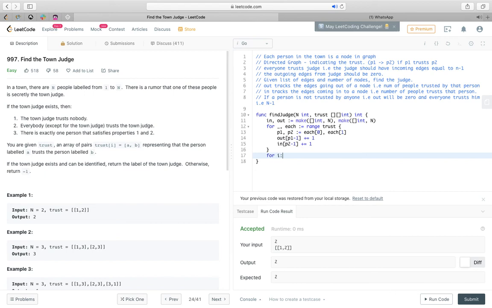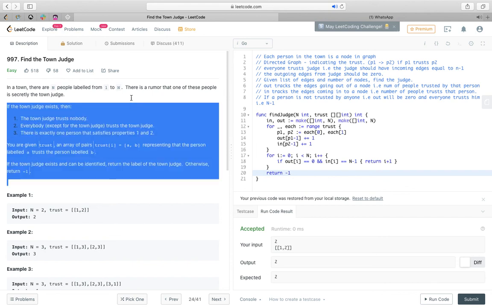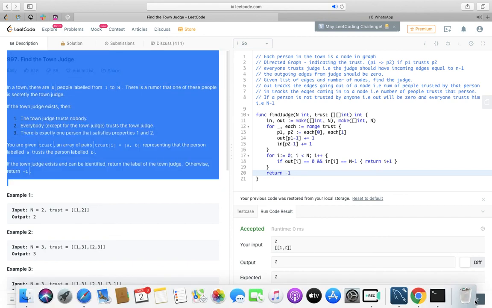Once we have this, we loop through all the labeled people in the town and figure out if any of them has an outgoing edge count of 0 and an incoming edge count of n minus 1. Then we have found the judge. Since my array is indexed from 0, but the persons are labeled from 1 to n, I am adjusting the index accordingly. If I don't find any such person in the town, then I will return -1.